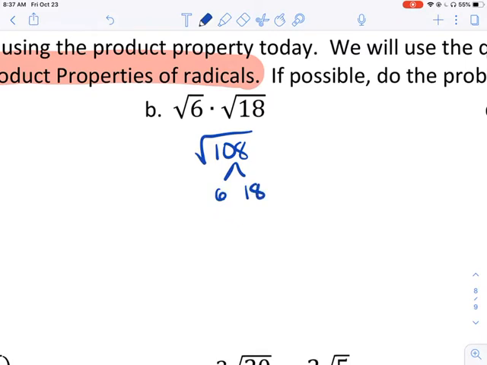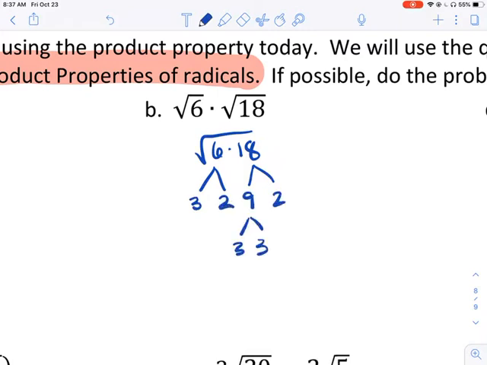So can I edit this a little bit? Since we're going to simplify at the end anyway, why don't we just not figure out what that number is? Why plug it in my calculator if I don't have to? Why don't I just write that this is 6 times 18 and then move on? So I'm going to write that it's 6 times 18, and then I'm going to complete my factor tree from there. So here's 3 and 2. This one's 9 and 2, and this is 3 and 3.